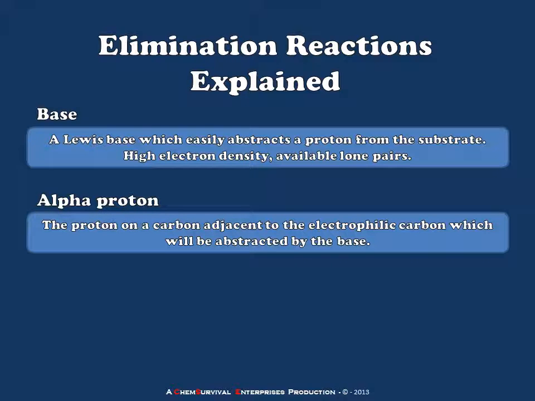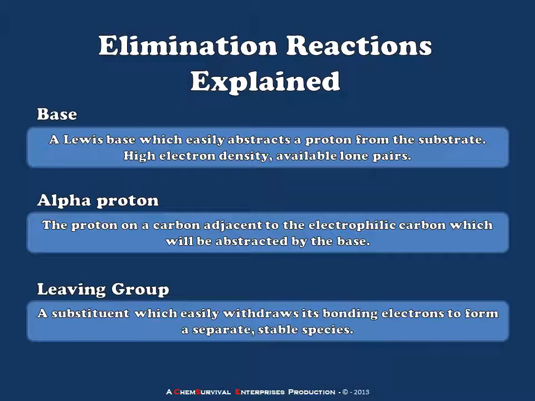Next I'm going to define something called the alpha proton. An alpha proton is a proton which is bonded to the carbon adjacent to the electrophilic carbon on the substrate. So anytime we refer to the alpha position to any functional group, we're talking about the position which is one carbon bond away.